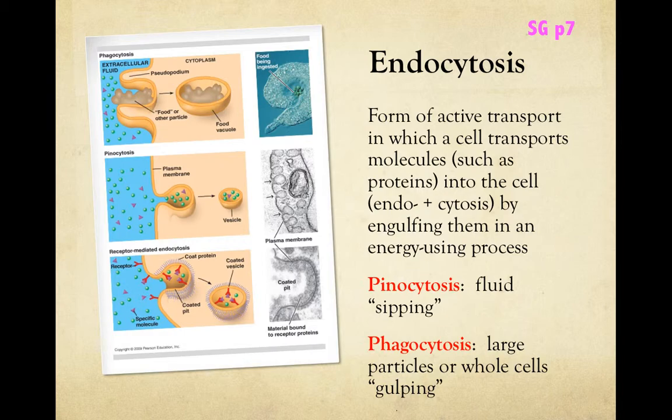and then the lysosome can break down whatever is inside that vesicle. There are two different types of endocytosis. One of them is pinocytosis, which is like intaking of fluids. And there's phagocytosis, which is more like eating food.